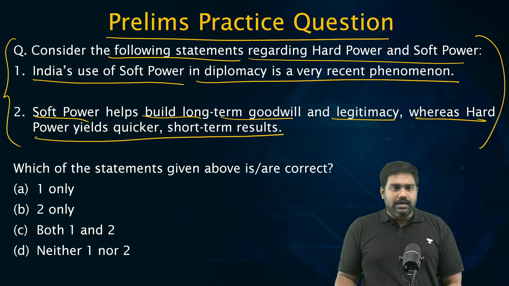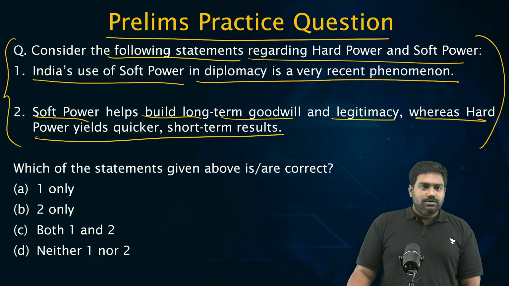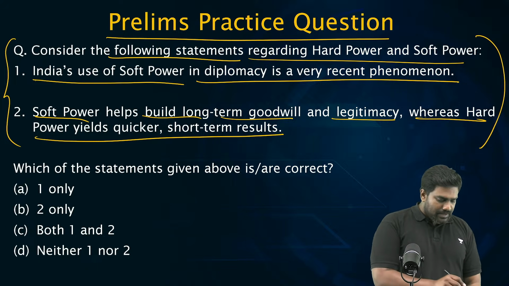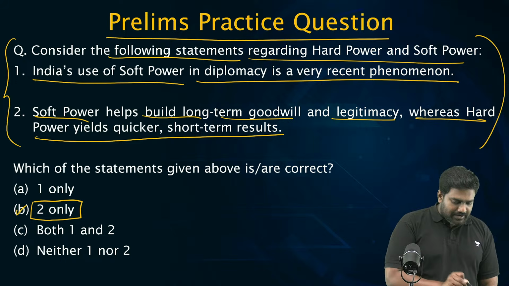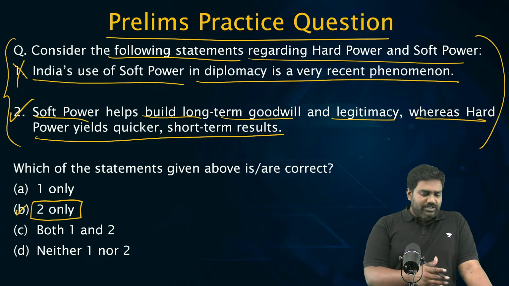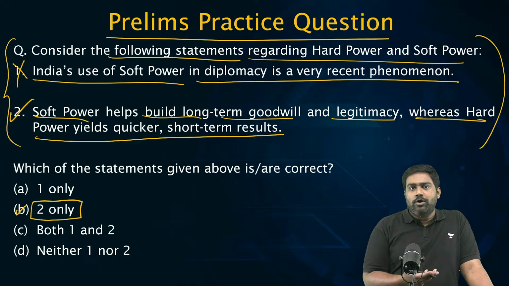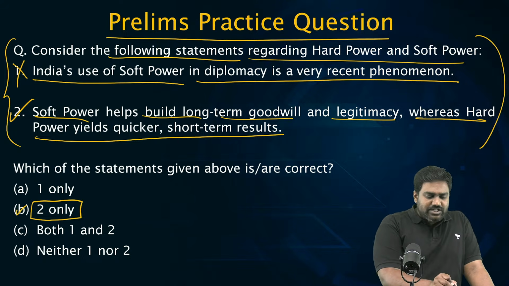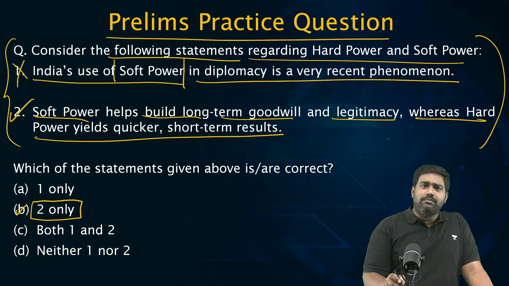Karan, Tejaswini, Chirag, Shivani, even Hema, all of them are saying B is the right answer. You guys are absolutely right. Statement 1 is wrong and 2 is correct. 2 is obvious. We just discussed the same point. Statement 1 is wrong because we are using soft power in our diplomacy from a very long time, right from 1947.